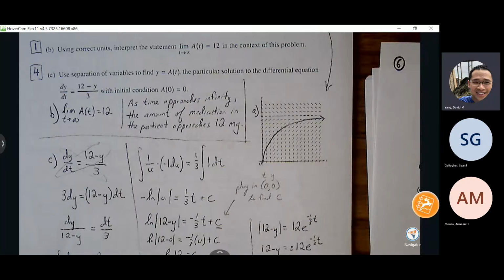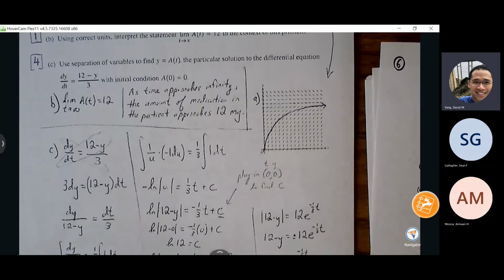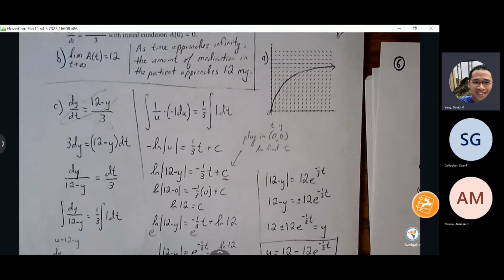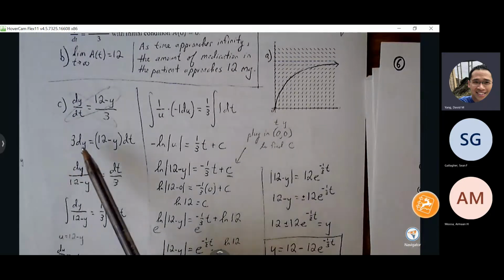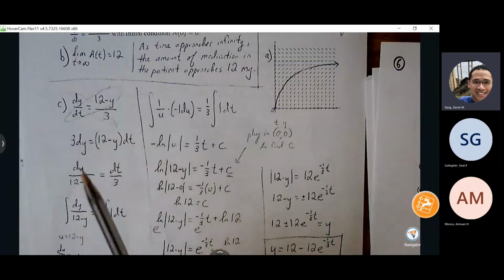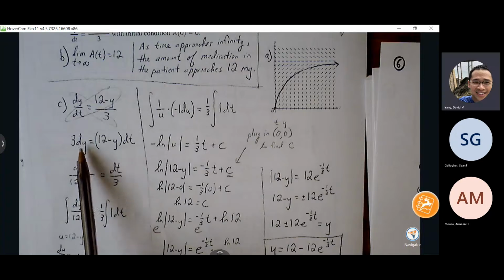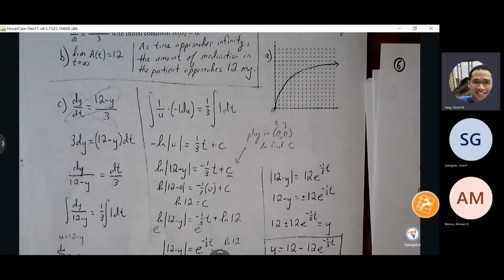Okay, part C, using separation of variables. So, solving this differential equation, let's go through the steps that I like to go through here. Cross multiply first to at least get the dy and dt all lined up. And then once we cross multiply, we can decide, is there anything else that needs to be done to cleanly separate my y's from my t's?